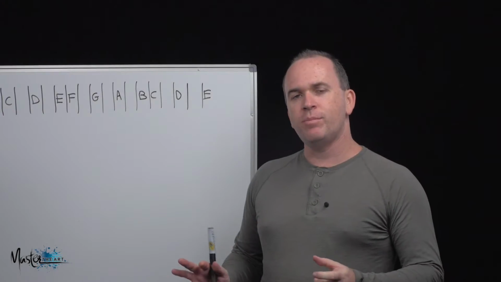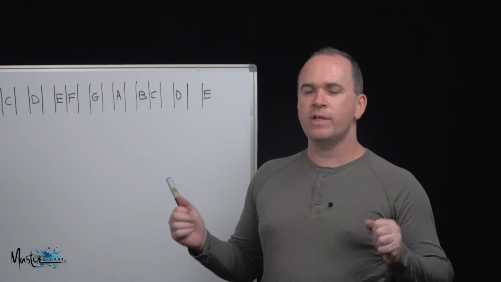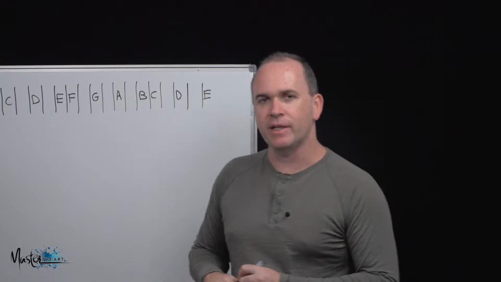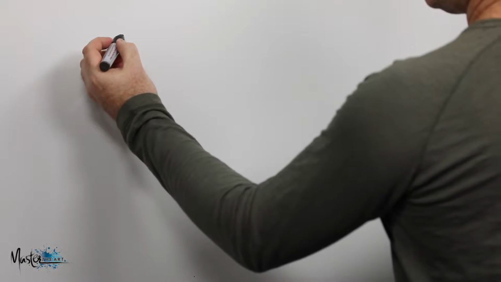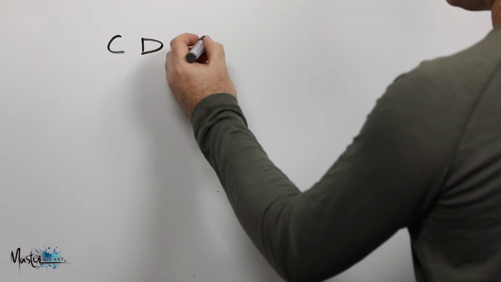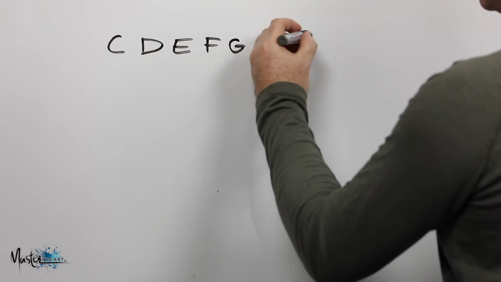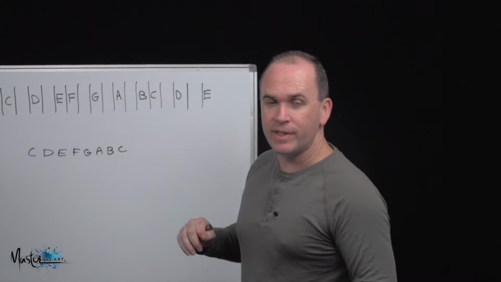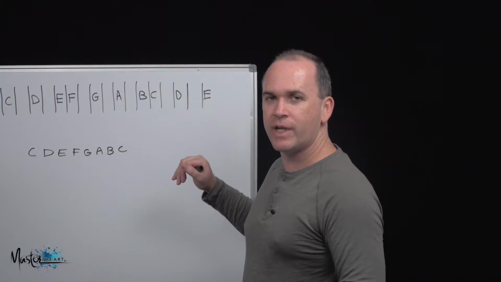Scale degrees is a term musicians use to help them remember where a note fits within a scale or a key. So for example, if I was in the key of C major, so if I write the notes C, D, E, F, G, A, B, C. So scale degrees, what that would mean is I would number each note within the scale.